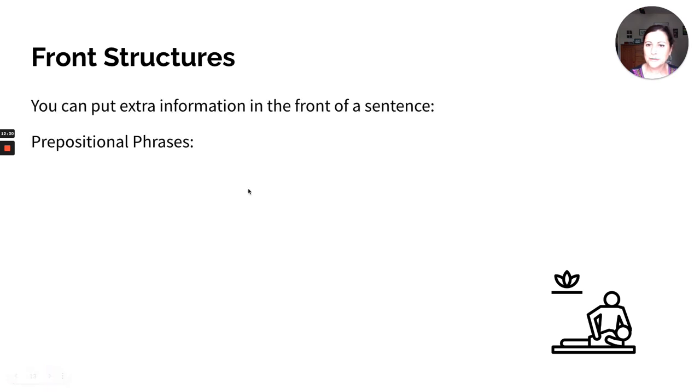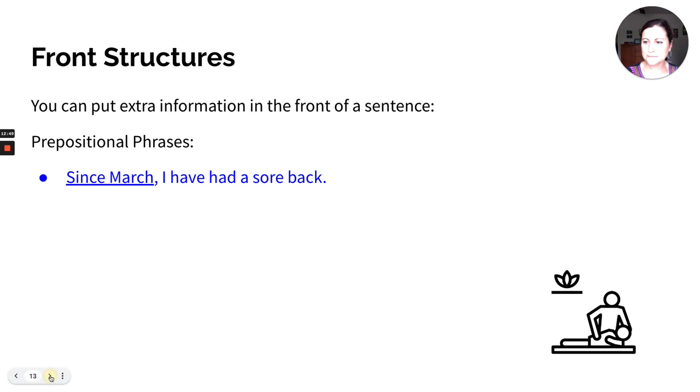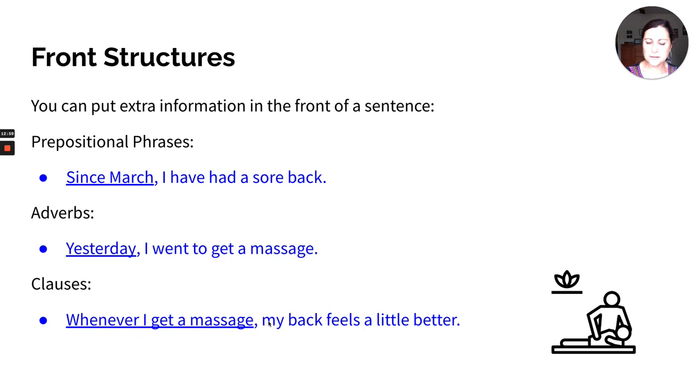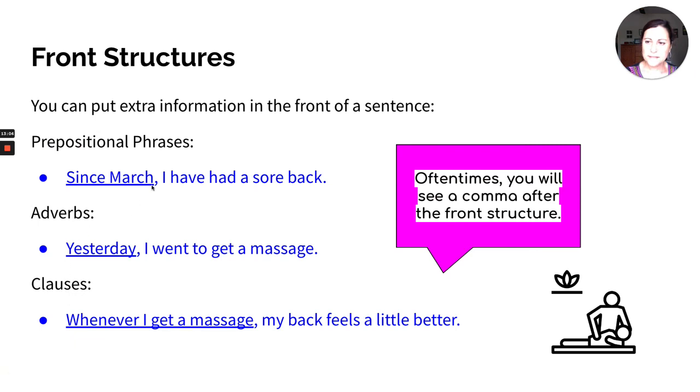You can put extra information in the front of sentences. Prepositional phrases like, since March, I have had a sore back. I is my subject, have had is my verb, a sore back is my complete thought, and this is sort of extra information. It's a prepositional phrase. You can have adverbs like yesterday, or clauses. Whenever I get a massage, my back feels a little bit better. And notice the punctuation. Oftentimes when you have these front structures, there's a comma.